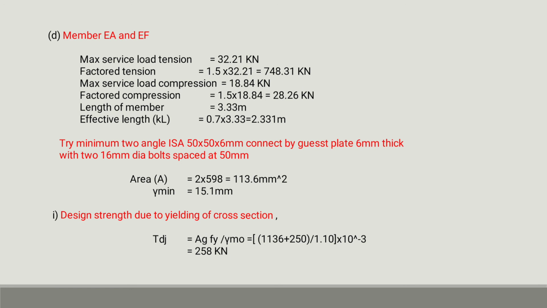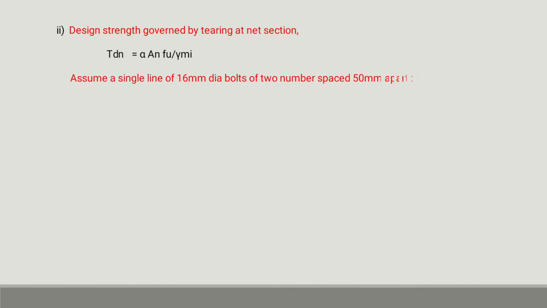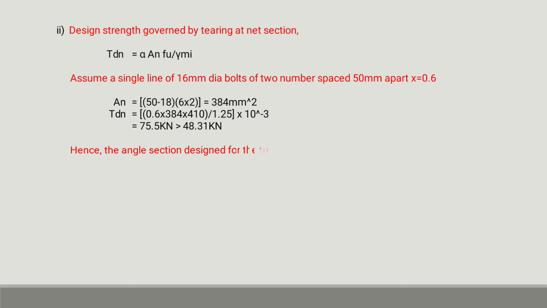So design strength due to yielding of cross section. Tdg is equal to Ag fy by gamma m0. We know that simple formula. The Ag value is known, fy is known, gamma m0 is known. So Tdg is equal to 258 kilonewton. Then the design strength governed by tearing at net section. Tdn is by the normal formula, assuming a single line of two 16 mm bolts at 50 mm spacing. So Tdn is equal to 75.5 kilonewton. It is greater than 48.31 kilonewton. So hence the section is safe. Hence the angle sections designed for the truss can safely resist the factored loads. Thank you.